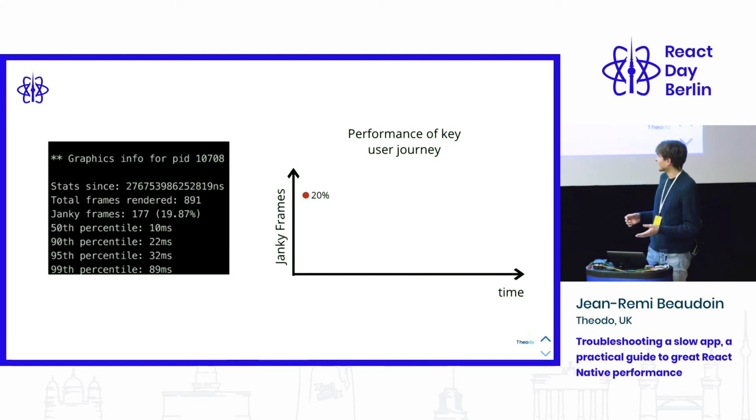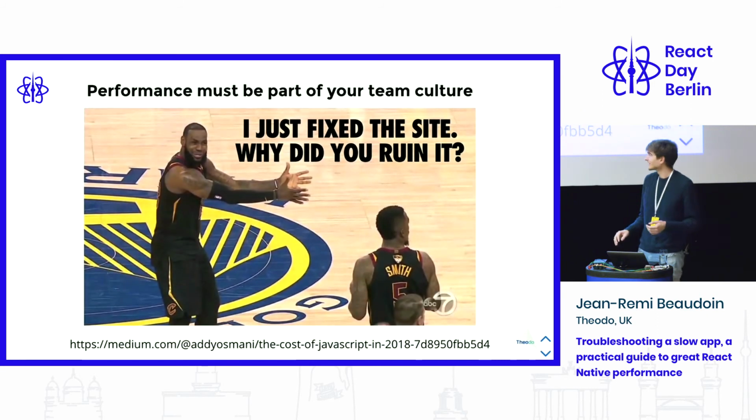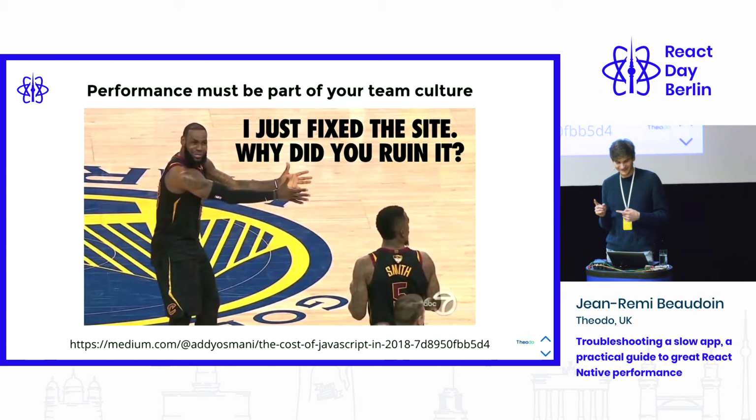So that's an example of the output. Over the frames I've measured, you have like 170 frames that are janky, so there was no update. That's a number. That's 20%. You print it. Okay, you want to avoid this.